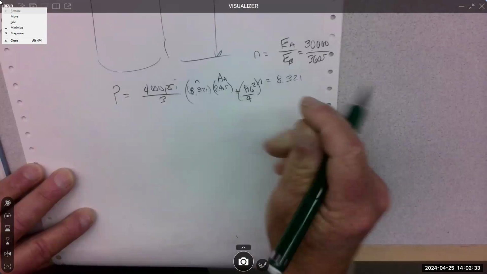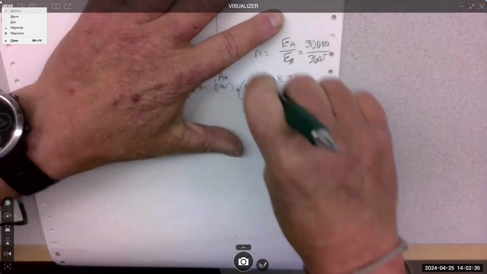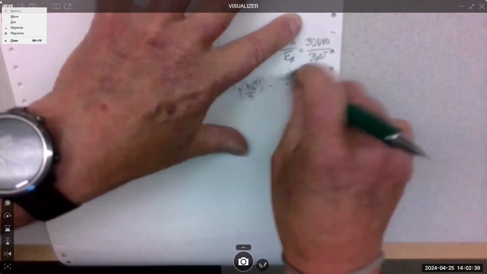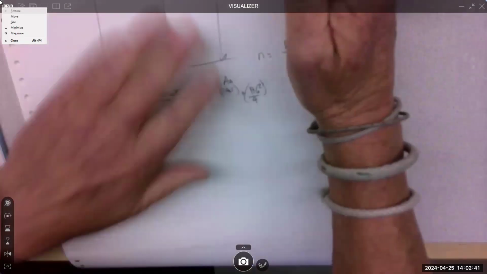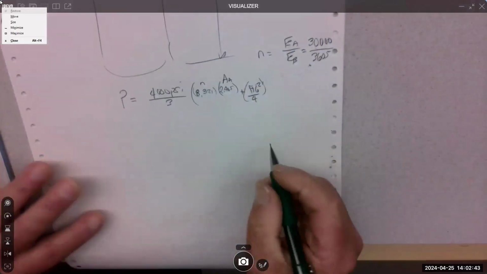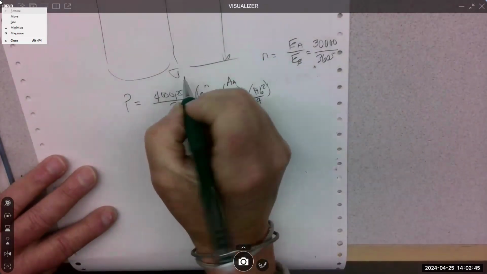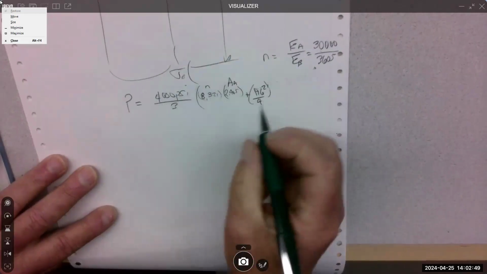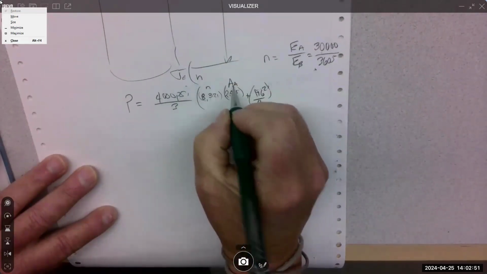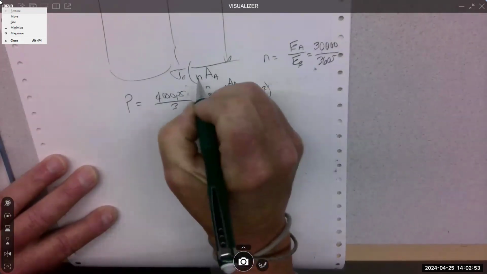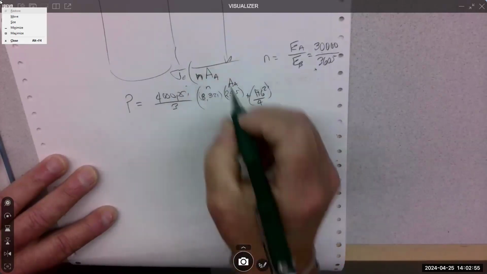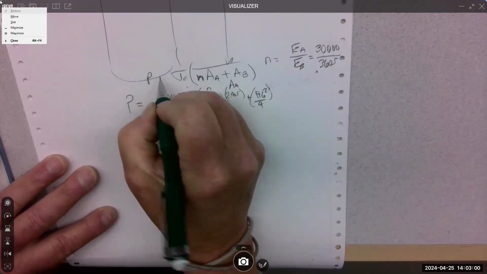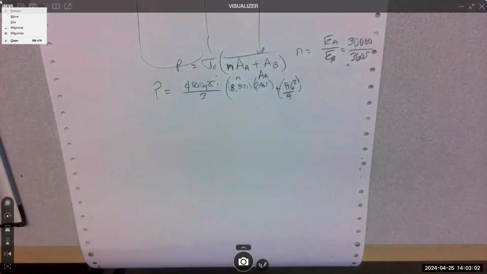Does that also get multiplied by that? No, not in the formula. No, no, no. So the formula is stress in B. Let's write it out so we can see it. N times area A, that's N, plus area B. That's the formula. Yep.